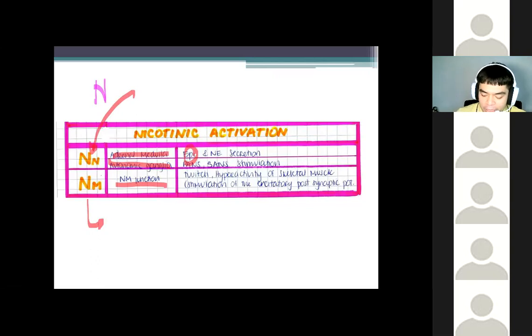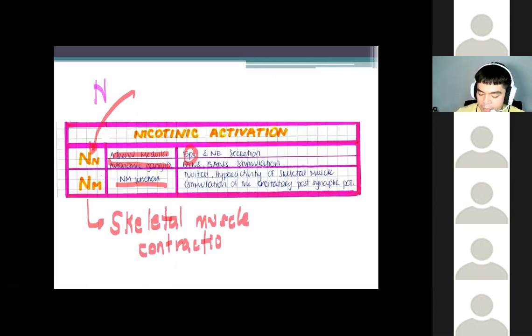In short, ang effect dito, ito na lang yung tandaan nyo sa NM, ang effect ay skeletal muscle contraction. Okay, again, ang effect ay skeletal muscle contraction. I repeat, in the NM receptors, activation of NM receptors can cause skeletal muscle contraction.